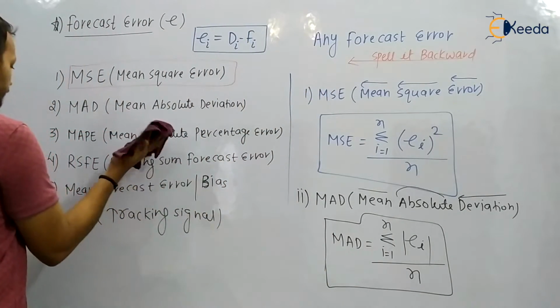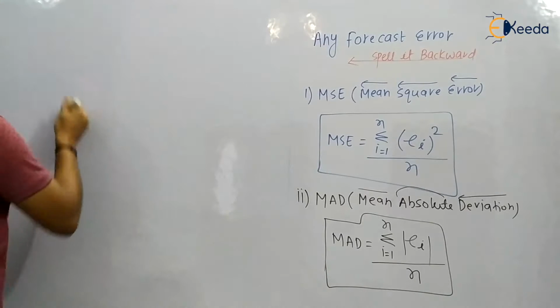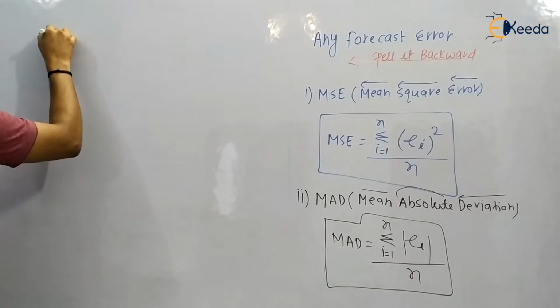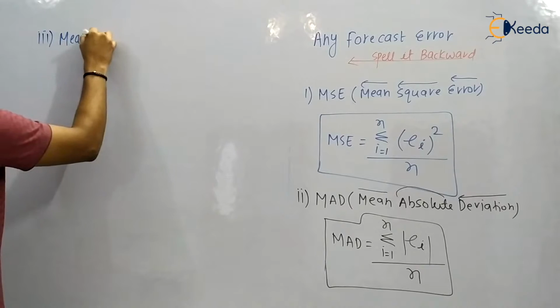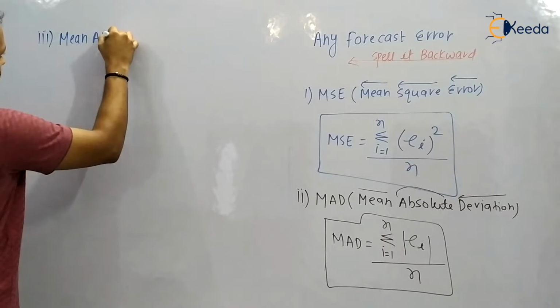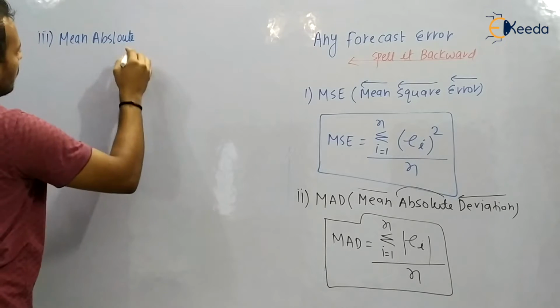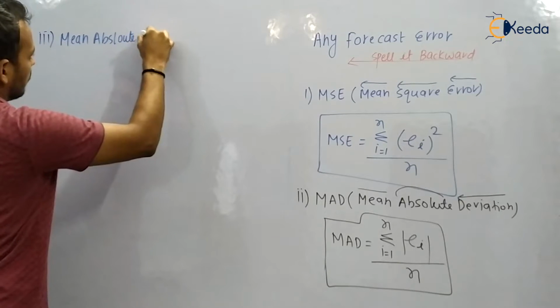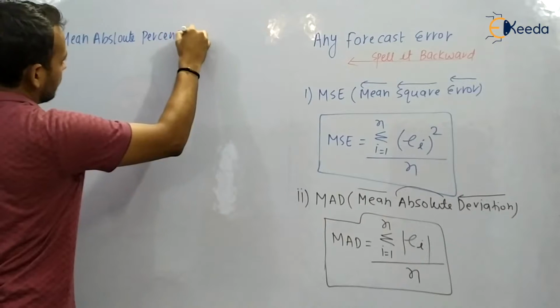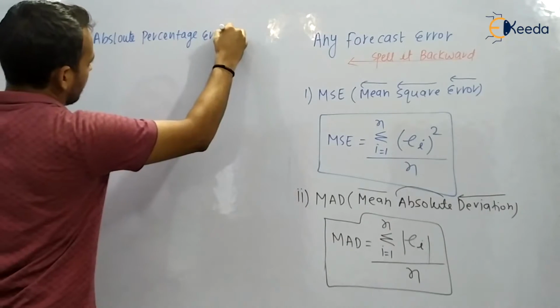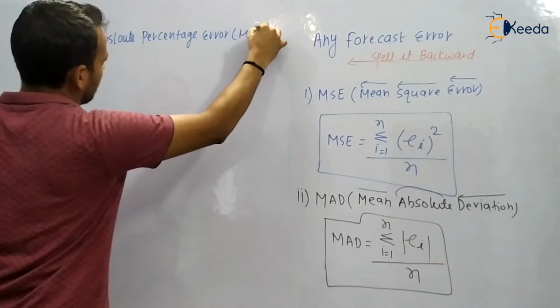Now the next one is MAPE. The third one is mean absolute percentage error, that is MAPE.